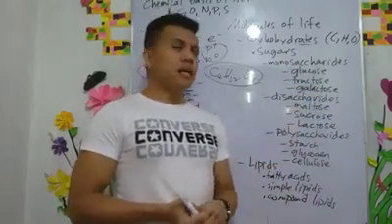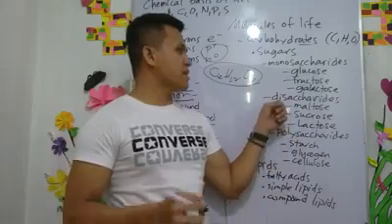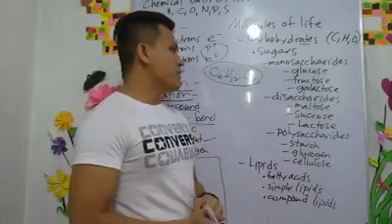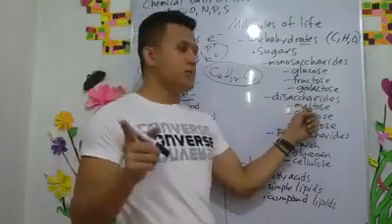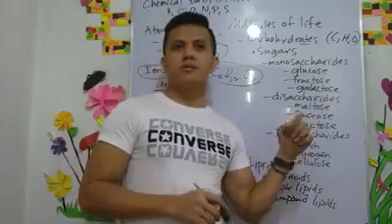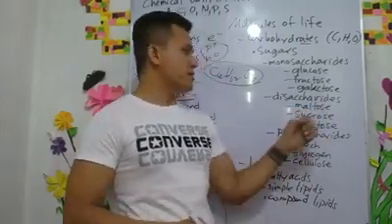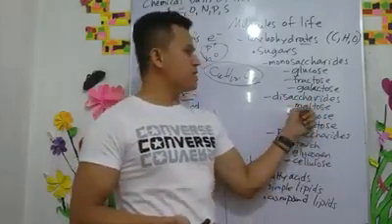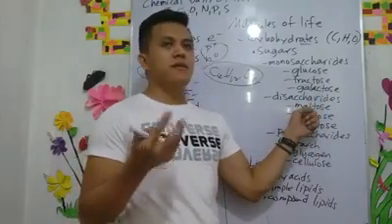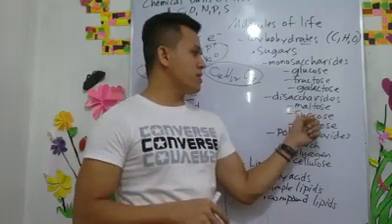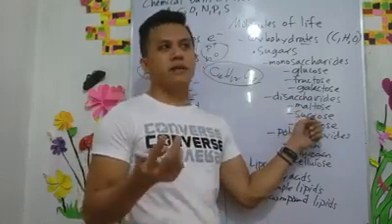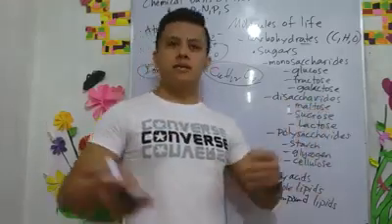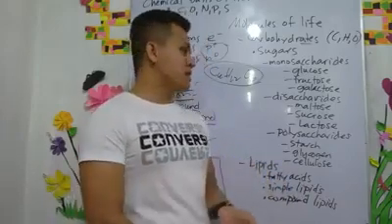And we also have disaccharides, which means two or double sugars. Saccharides mean sugars. We have maltose. Maltose is a combination of glucose and glucose, two glucose molecules, and this sugar is present in malt. Next one, sucrose is a combination of glucose and fructose. Sucrose is our table sugar, the sugar that we commonly see on the table.